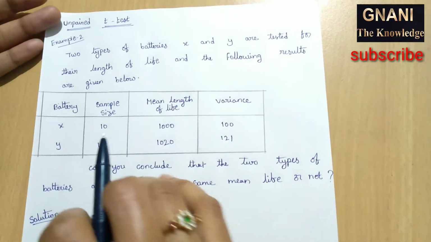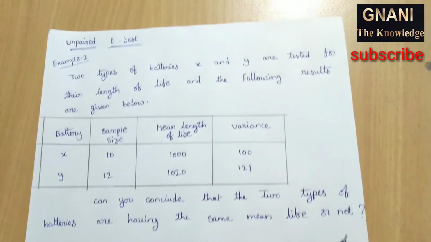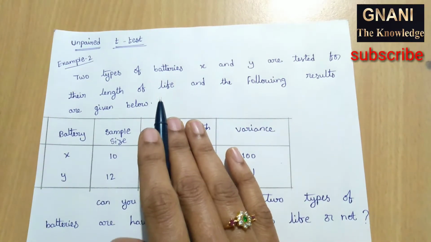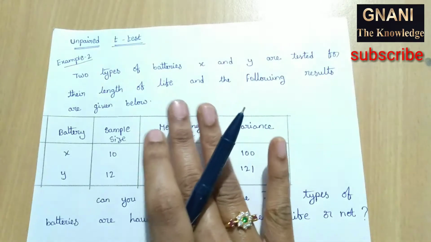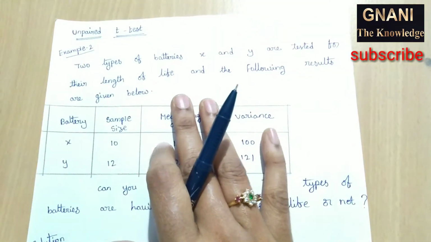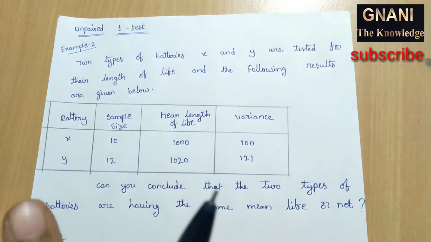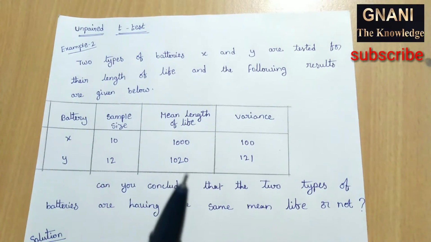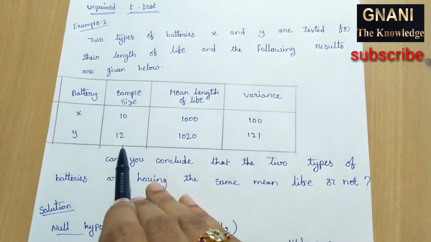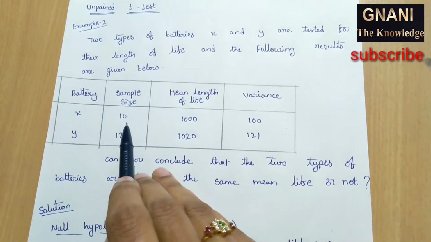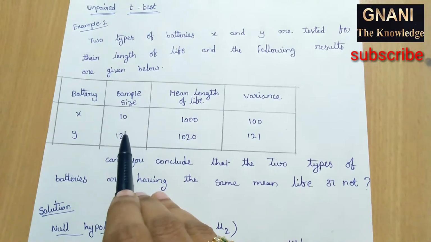So here in this data, the data is directly given in this problem. First, how to find out which test this is? The t-test is the small sample test. Here the sample sizes are 10 and 12, which means the sample size is less than 30. Then we find that this is a small sample test.